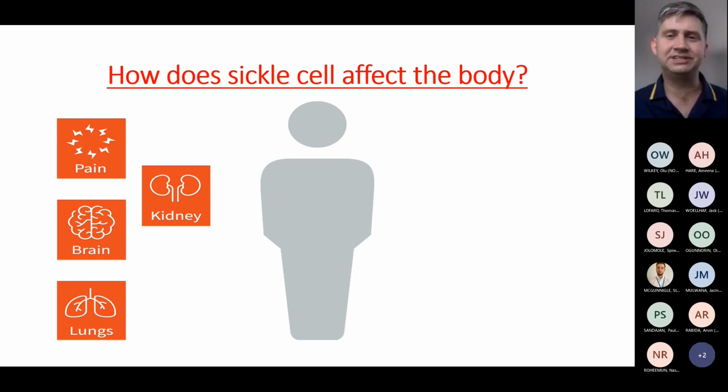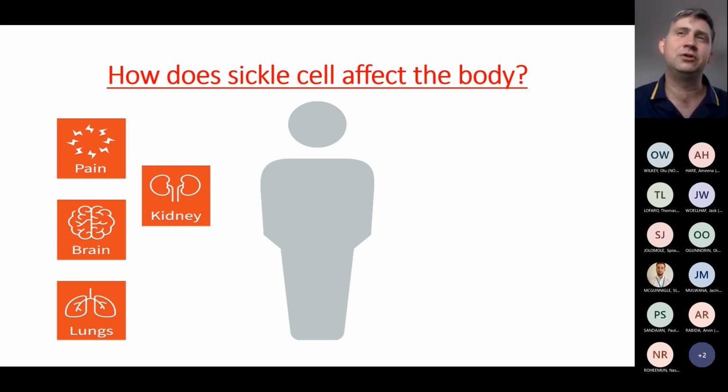Kidneys, as you can imagine, the sickling and the clustering and blockages can happen anywhere in the body. So all the vasculatures and vessels around the kidneys can become damaged, which can lead to kidney damage and kidney failure. So one of the things that we do is monitor kidney function whenever we do their bloods. And some of the medications we provide can also affect the kidneys.